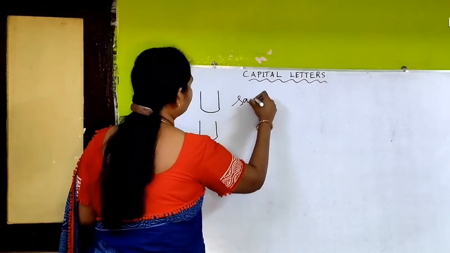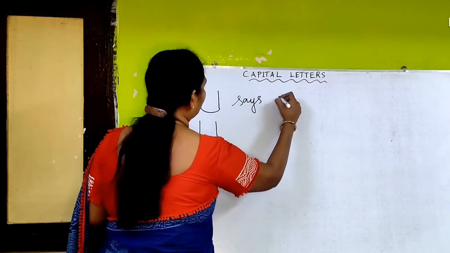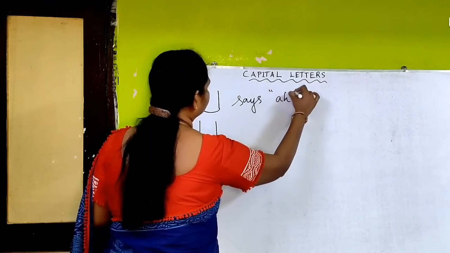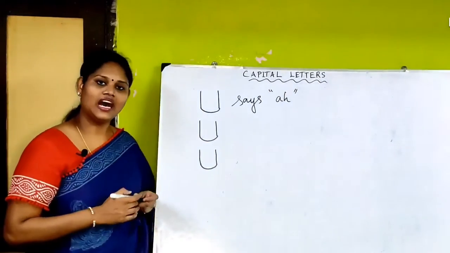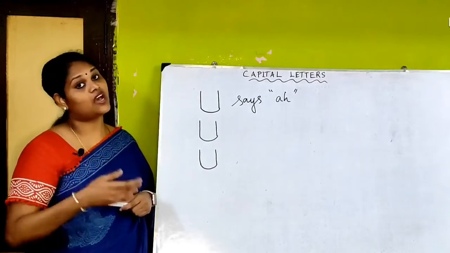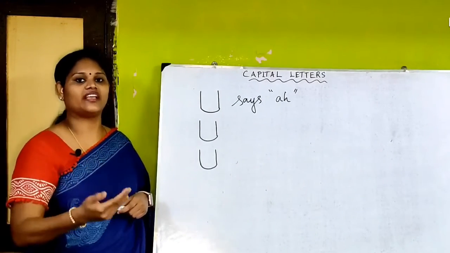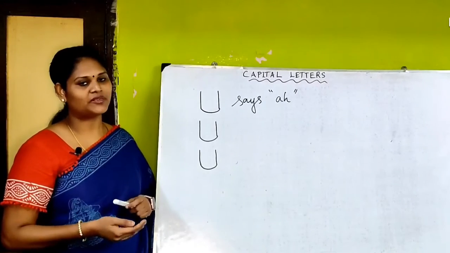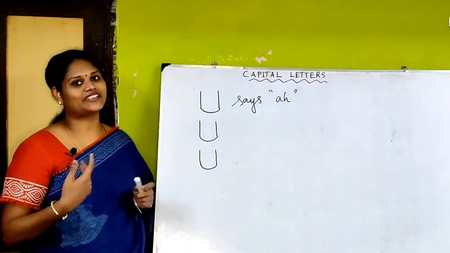Capital U says ah. A also says ah and capital U also says ah. O says ah. E says ah. These are the important alphabets where the child used to get confused.